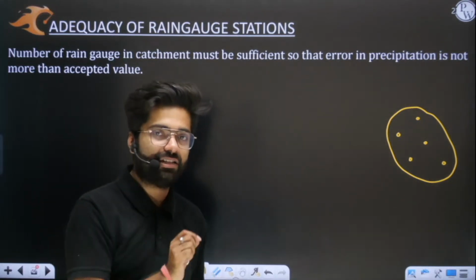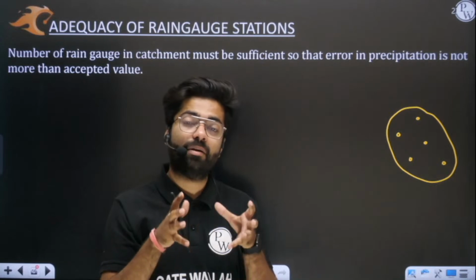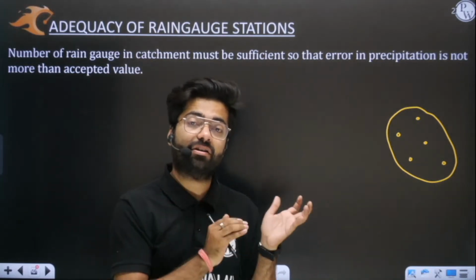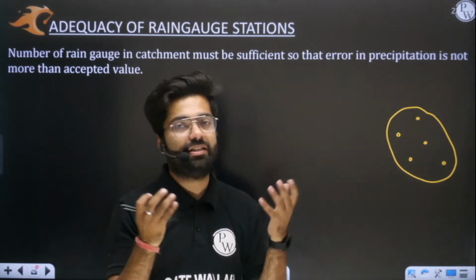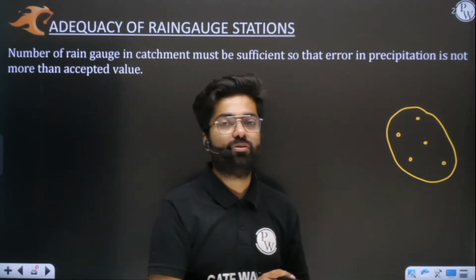Now, tell me exactly, for a given catchment area, how many rain gauges do we require for a given error? Is there any formula for it? Yes, there is a particular formula. And how we will determine it, that I am going to tell you in 5 steps.